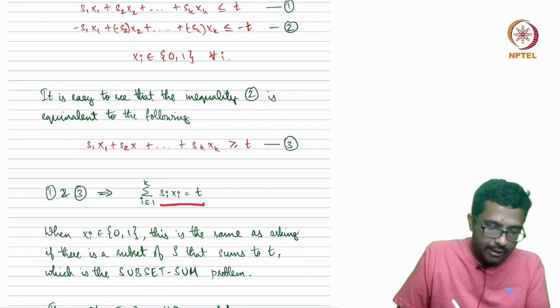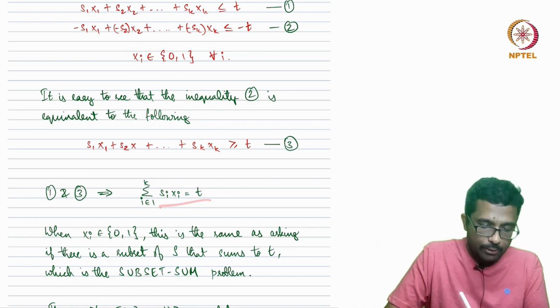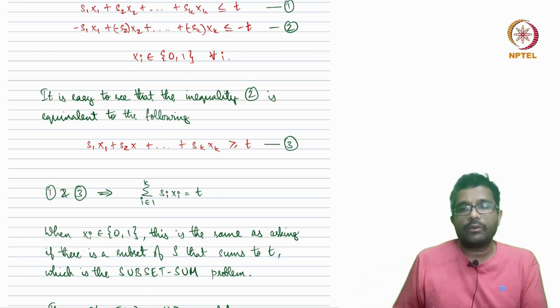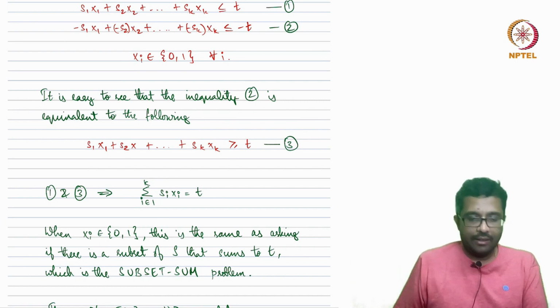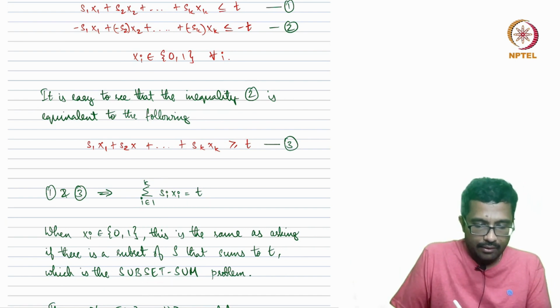So this is equal to t if and only if there is some subset of capital S that sums to t, because that's what this is doing. Whichever ones are 1, we are picking out those, and whichever ones are 0, we are removing those. So this is actually equivalent to the subset sum problem.